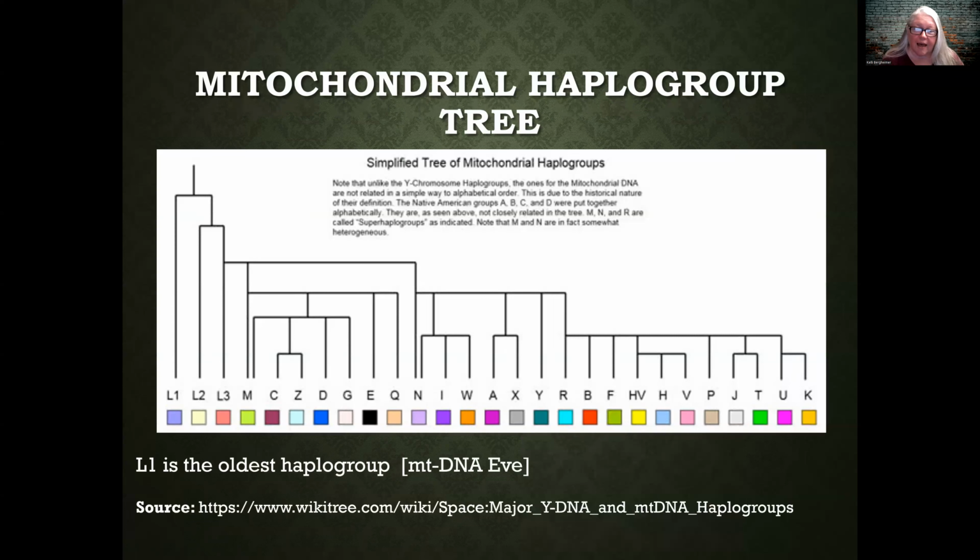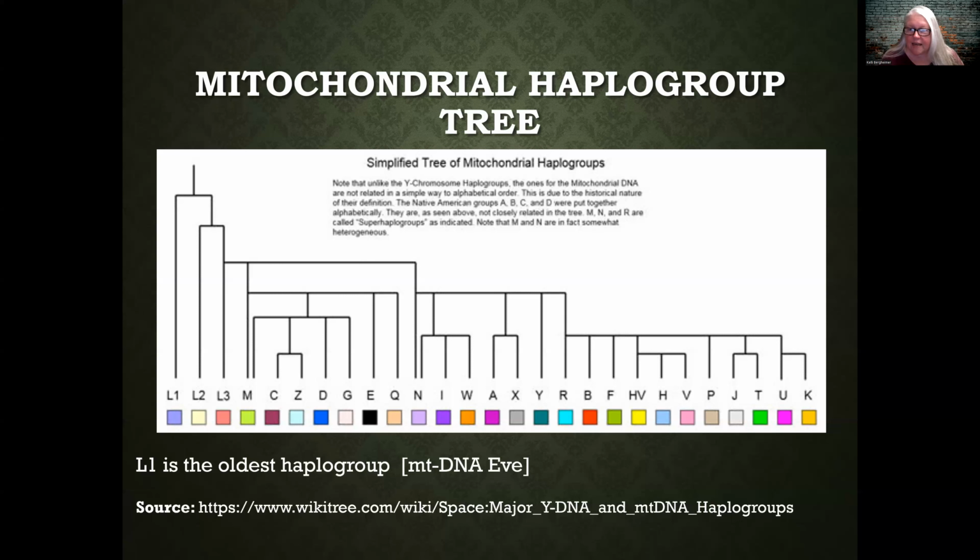So mitochondria has haplogroups, just like Y-DNA, or very similar to Y-DNA. Mitochondria has different haplogroups, different names, different branching, but the same concept, that this comes about through mutation over time and migration patterns. If you notice that L1 on the far left, that's the oldest haplogroup. We call that mitochondrial Eve. And all the way on the far right is K, and that's the most recently developed haplogroup due to mutation.